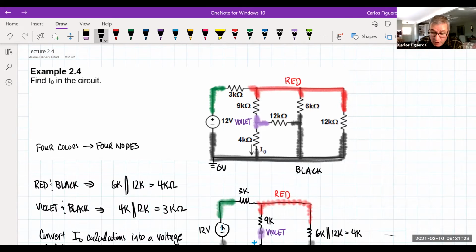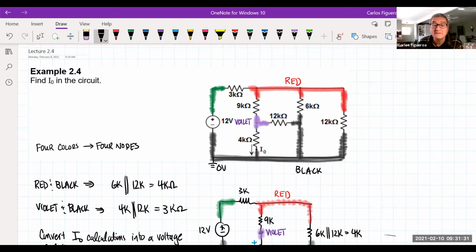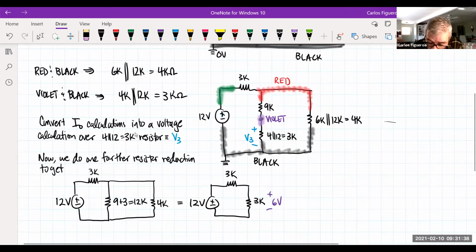So then if I go and reduce my circuit, what do I mean by reduce my circuit? I go in and I redraw this thing. What do I see here? Between my violet and my black, I've reduced it to a 3K, and between the red and my black, I have a 4K.